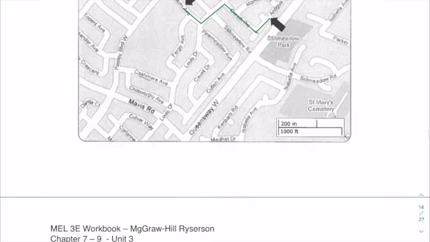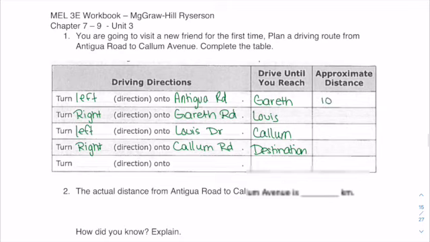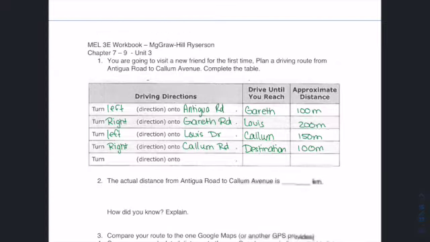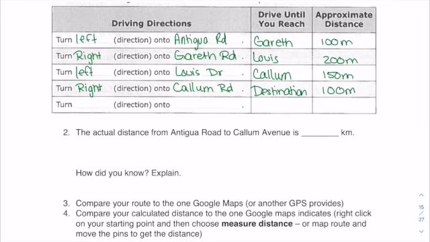So here you have your scale: 2 centimeters is 200 meters in this corner down here. If you measure it all out, you'll get 100 meters, 200 meters, 150 meters, and 100 meters. And then if you're driving it, if you measured this up, it will be 0.55 kilometers.